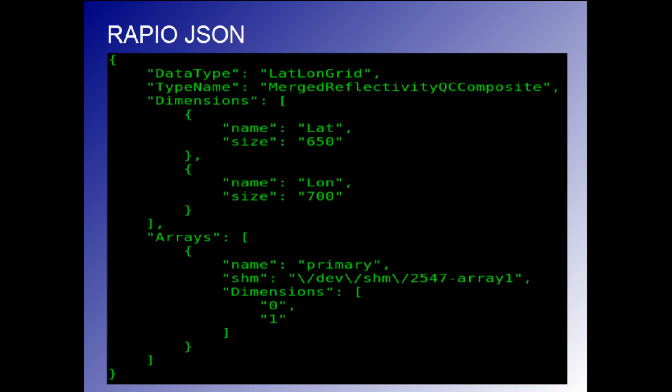Here's an example of JSON generated by RAPIO that is sent to an external process. It's similar in nature to the attributes of a netcdf file, along with having extra information describing arrays and dimensions of the provided data in shared memory. It's RAPIO's JSON format, however, so the API will be able to get or retrieve back whatever information we want from this.